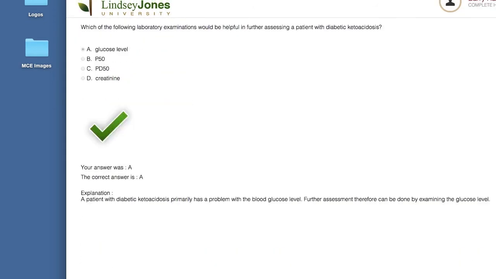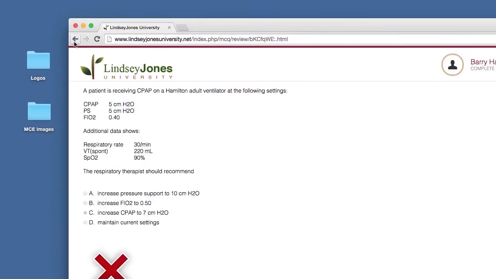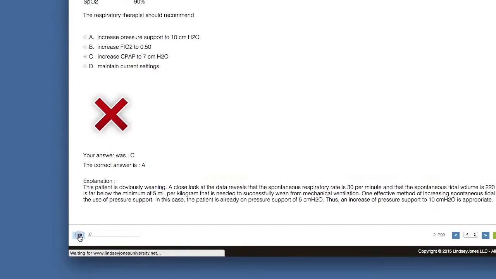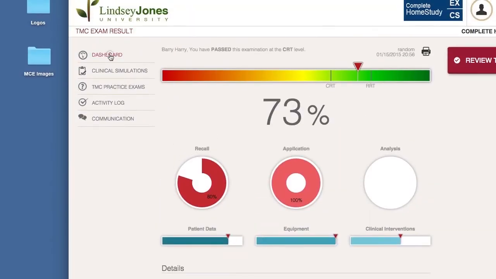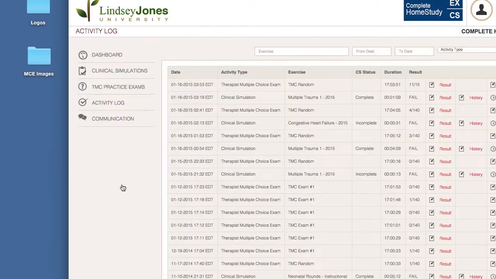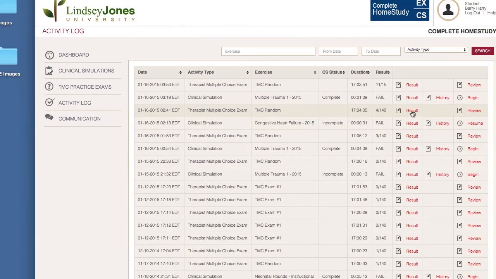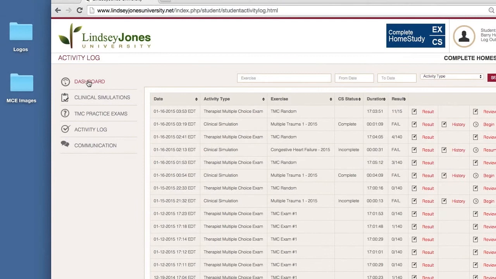There's my 15 questions, and I can look at every single answer. It remembers that the whole time. And now I'll go ahead and exit out here again and go back to my dashboard again. If you can't see it here because you've done some other things, then you might need to go into View All Activities and find that particular session on that date and time, and then you can look at the result or review that particular examination.